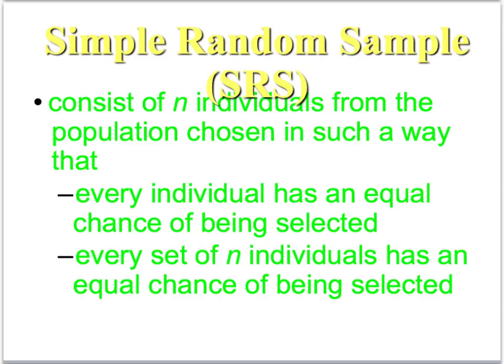Our first type is a simple random sample, and most often you will see it abbreviated as SRS, as you see in the parentheses here. This type of sample is very common in statistics, and it consists of n individuals from the population chosen so that every individual has an equal chance of being selected, and that every set of individuals has an equal chance of being selected. So you may want to pause the video at this time so that you can write down this information from the slide.